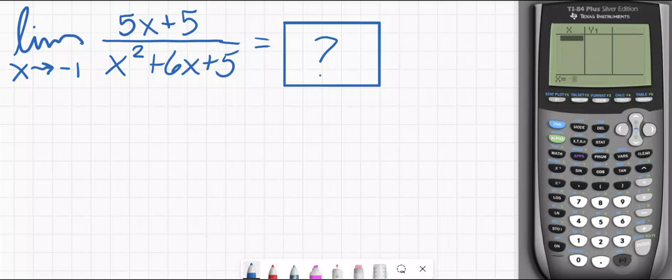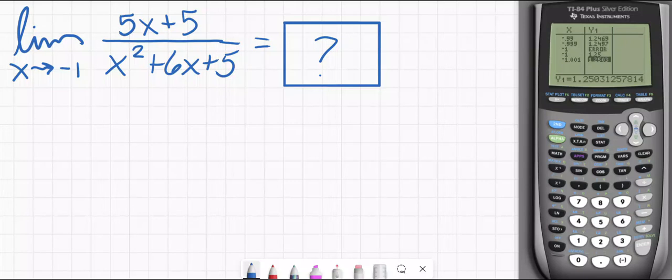So we'll go like -0.99, -0.999. We know we can't do -1. And then we'll try -1.0001, -1.001. We're just getting closer and closer.